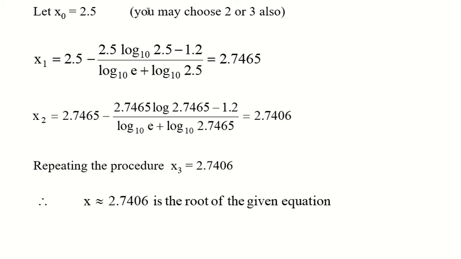Now how to find this x naught? We have seen f of 2 and f of 3 are of opposite signs. So when they are of opposite signs, definitely a root lies between 2 and 3. So you can choose x naught as 2, or 3, or even 2.5 in between. In this problem I have chosen x naught as 2.5. So calculate x1. You have the formula with you.